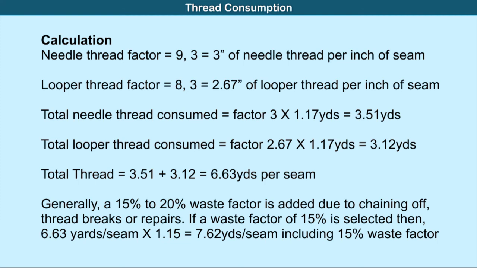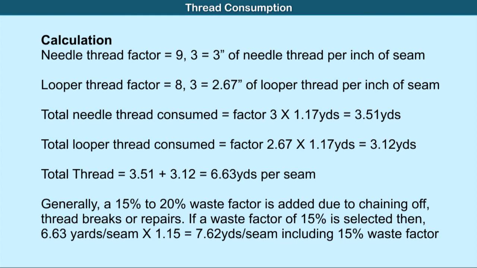So total needle thread consumed is factor 3 times, if we convert 42 inches into yards, 1.17 yards, so it is 3.51 yards. Total looper thread consumed is factor 2.67 times 1.17 yards, that is 3.12 yards. Total thread is 3.51 plus 3.12, that is 6.63 yards per seam.